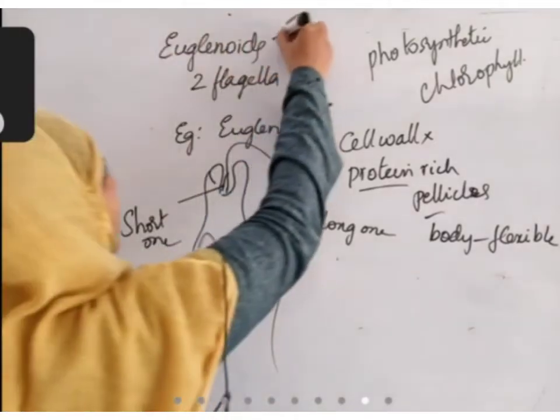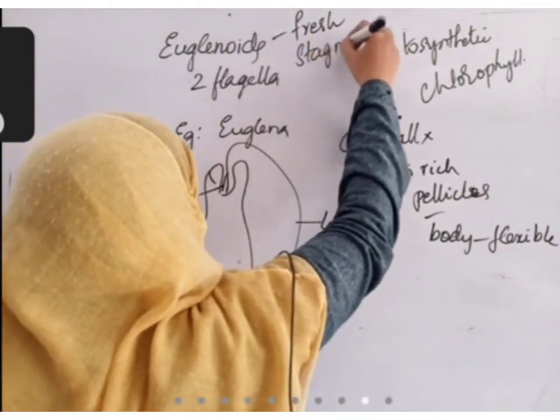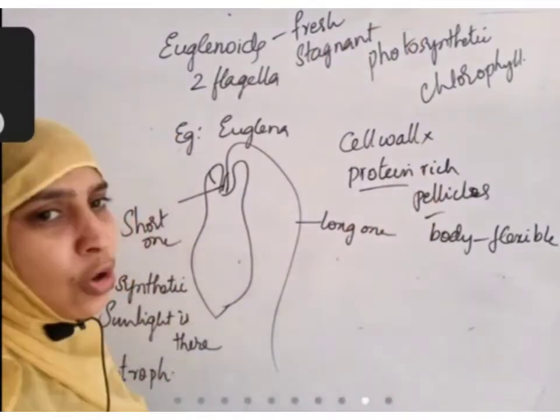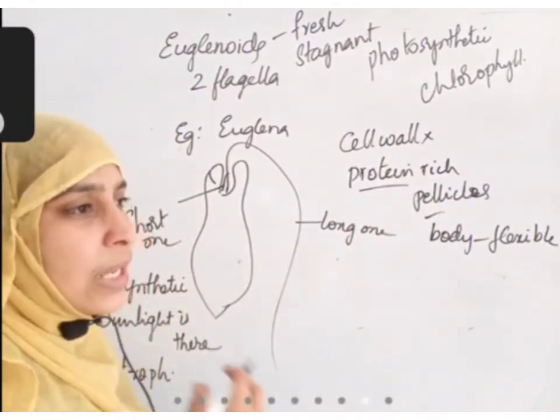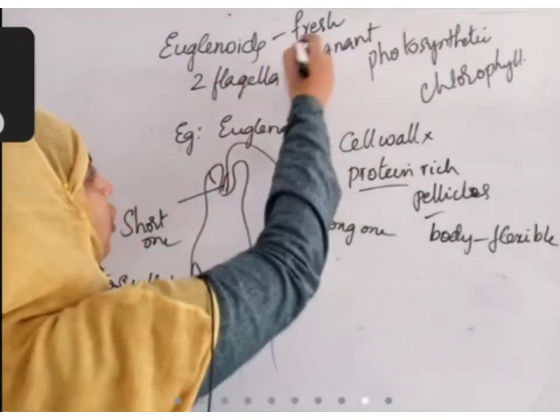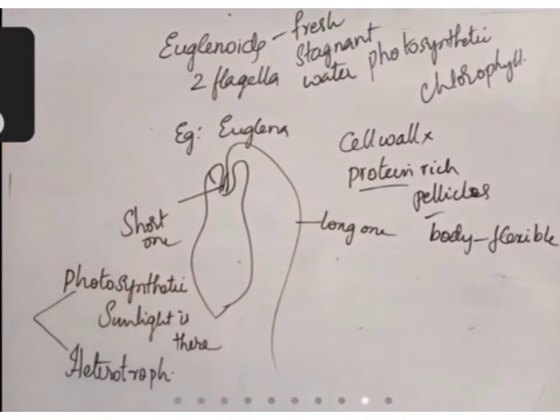euglenoids. Where are they found? In fresh stagnant water. If the water is stagnant for a lot of time, stable, you did not remove it, it is not going into the soil, it is stable for a long time, in that type of water it is found, right. So that is about euglenoids. Next one is about slime molds.